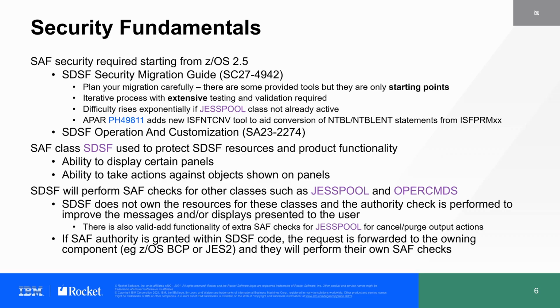They are not accurate. They are purely just a starting point to help you generate your first efforts at seeing what sort of things you're going to have to do. It was never the intention to run this tool, run what it produces, and then you're done. Wash your hands and you're done. That is not the case. So you're going to need some sort of iterative process with extensive testing and validation of what this tool throws out. And unfortunately, the difficulty rises exponentially if you have not already activated your JESSPOOL class. That in itself is an enormous project.